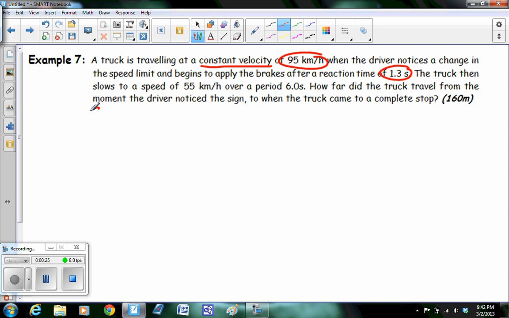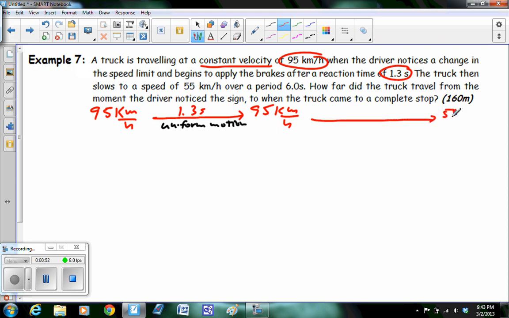So that means for 1.3 seconds, this driver was traveling at a constant 95 kilometers an hour. Again, 1.3 seconds. We had a nice uniform motion, or constant motion. Then the truck slowed to a speed of 55 kilometers an hour, and it took a time period of 6 seconds. So obviously what's going on here is we are slowing down. We have a negative acceleration.